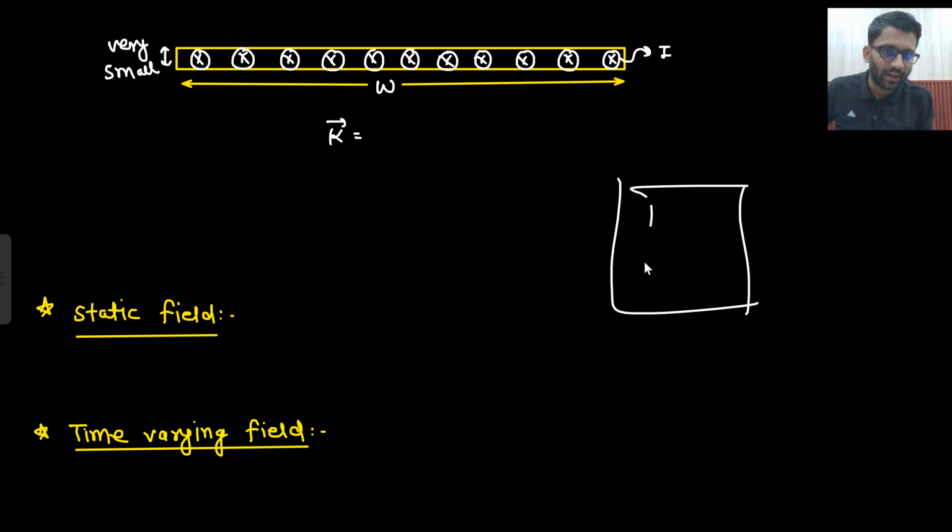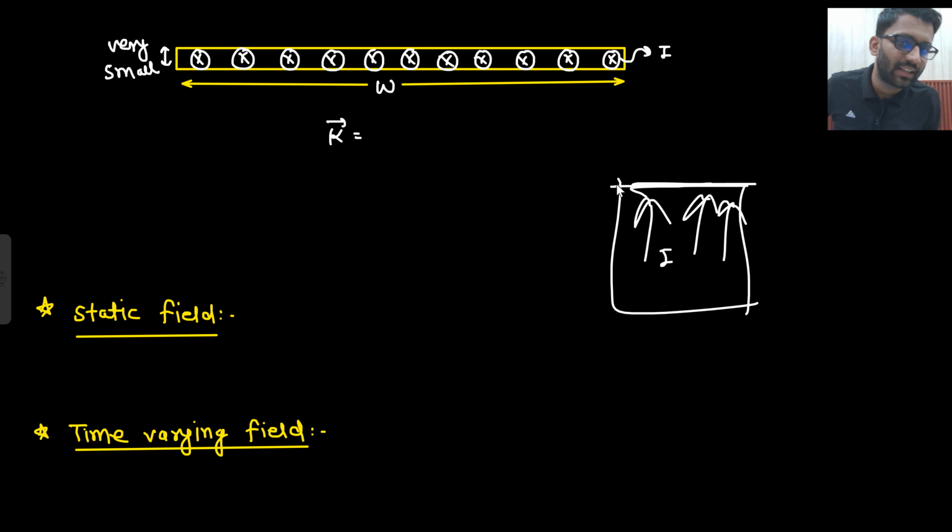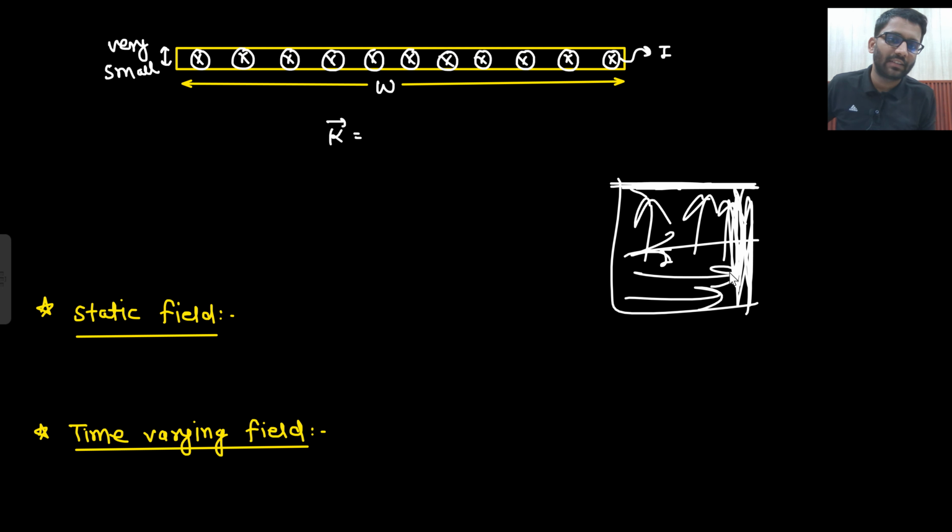If I make a surface, and I am saying the current is flowing like this, then this is your current. Then what you would say is the current is crossing this line. If I say current is flowing like this, then you would say the current is crossing this line. And if I say current is flowing like this, then current is crossing this line.